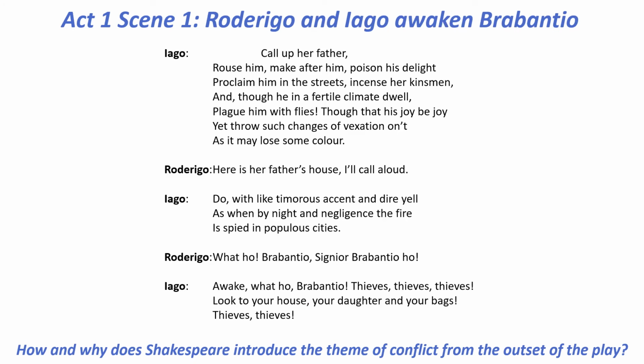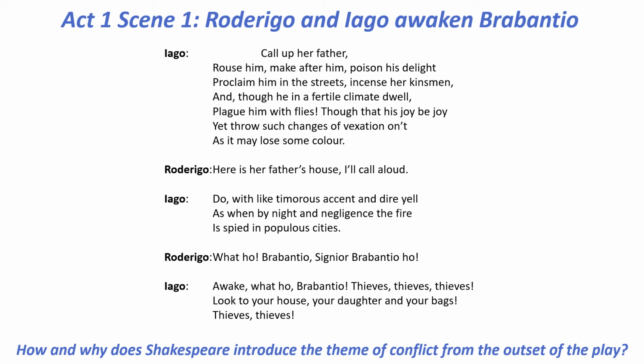And then Roderigo and Iago turn their attention to the job that they need to do in this scene. So they've met in the street so that they can go and waken up Brabantio, Desdemona's father, and tell Brabantio that Desdemona and Othello have eloped together. So Iago says, "Call up her father, rouse him, make after him, poison his delight, proclaim him in the streets, incense her kinsmen, and, though he in a fertile climate dwell, plague him with flies. Though that his joy be joy, yet throw some changes of vexation on it, as it may lose some colour."